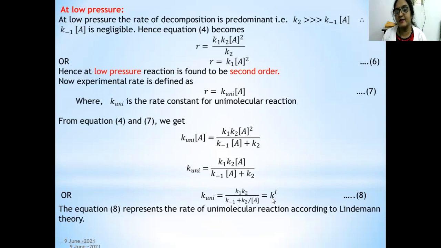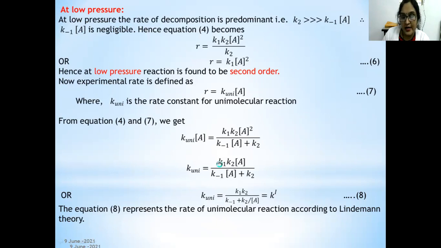It is given by k Roman 1, that is the rate constant for the unimolecular reaction, k uni or k Roman 1. So equation 8 represents the rate of unimolecular reaction according to the Lindemann theory.